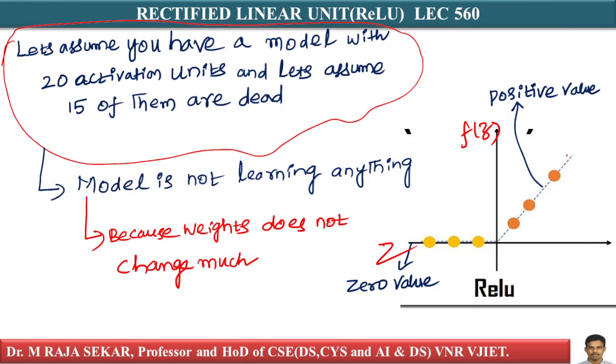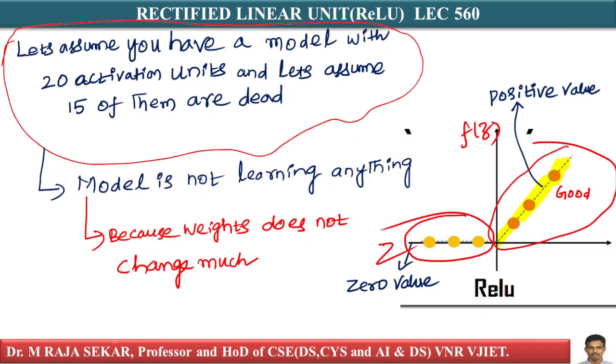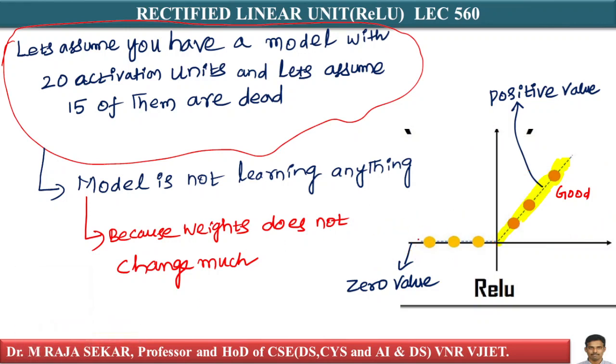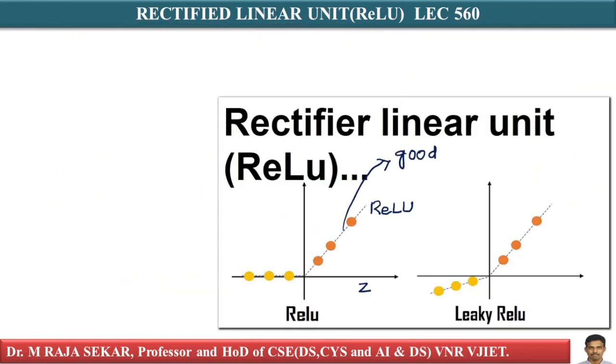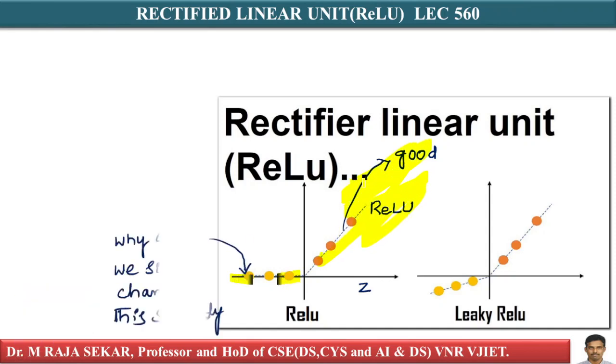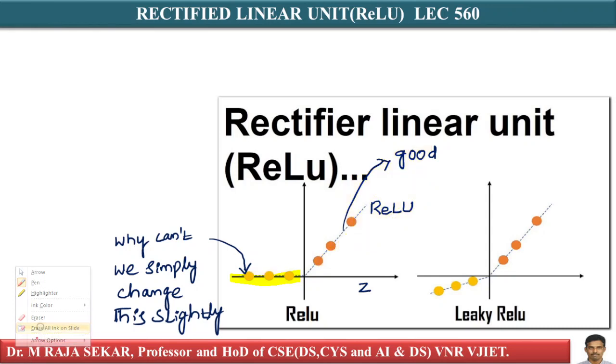People said this part is very good. No issue with this part. We have difficulty with this part, with this 0. This part is good. We don't have any issue with this particular part, and we have an issue with this part. Why? Because your gradient becomes 0, meaning because of the chain rule your derivative will become 0, isn't it?